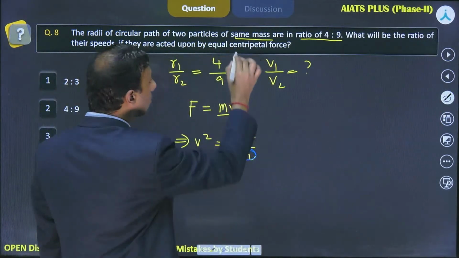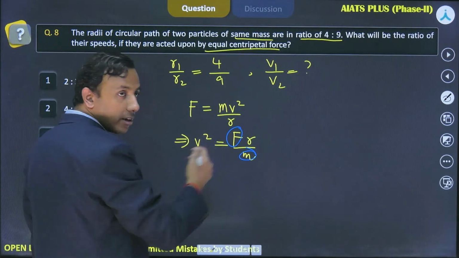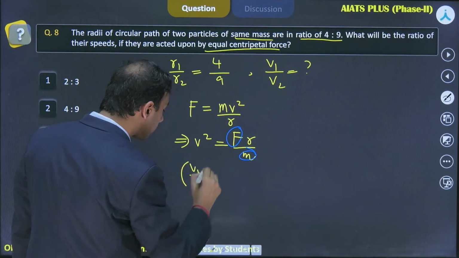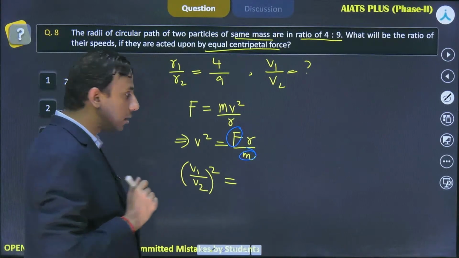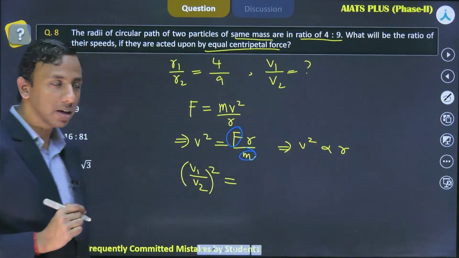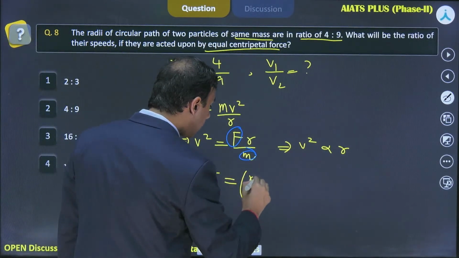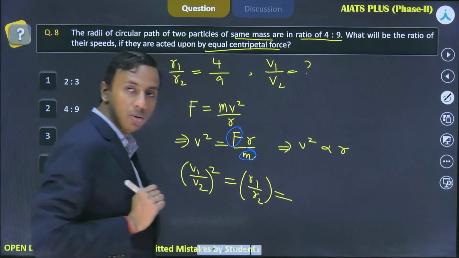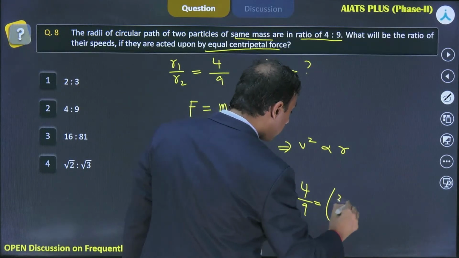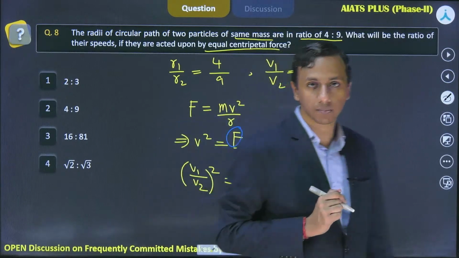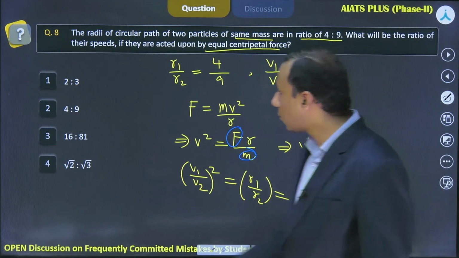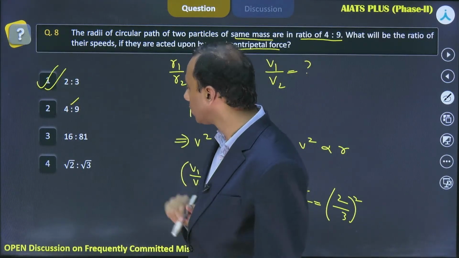So now what can we write? Directly take the ratio. I'm directly writing (v1 by v2) whole square will be equal to what exactly? You can take a hint from here, that v square is proportional to r, because the other quantities are constant. So (V1 by V2) whole square becomes R1 by R2, and R1 by R2 you already know, 4 by 9. That means it's (2 by 3) whole square. And from here you're getting the final answer: V1 by V2 becomes equal to 2 by 3.